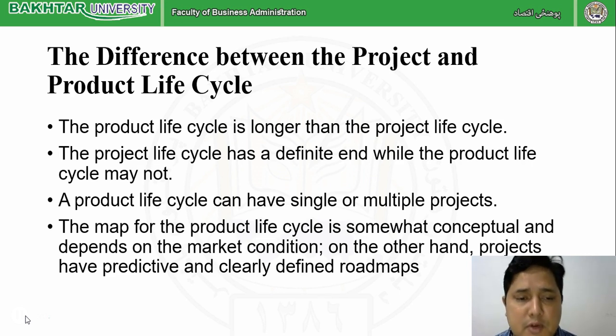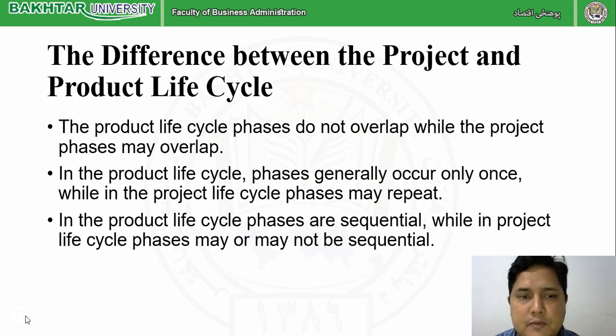But a project is clearly defined and predictive: this project has started this month and is going to be completed in this month. This project has to be finished within 12 months, 1 year, 2 years, whatever it is. And each phase is clearly defined: this phase has been allotted 2 months, 3 months, 5 months. So that is also one of the differences.